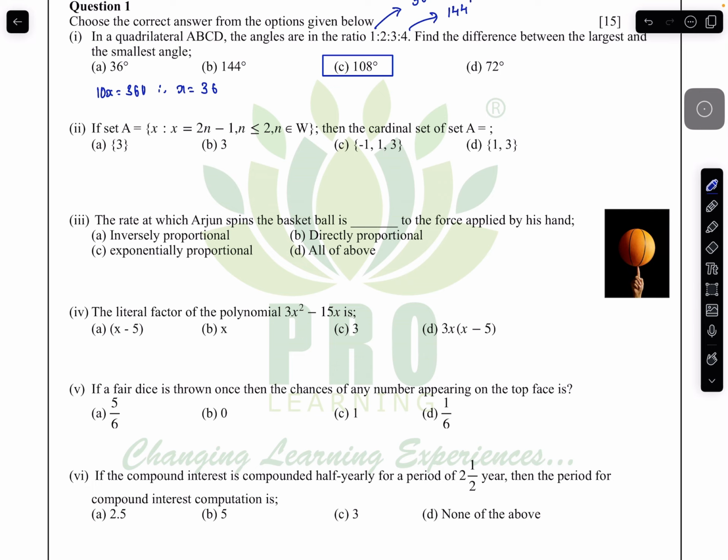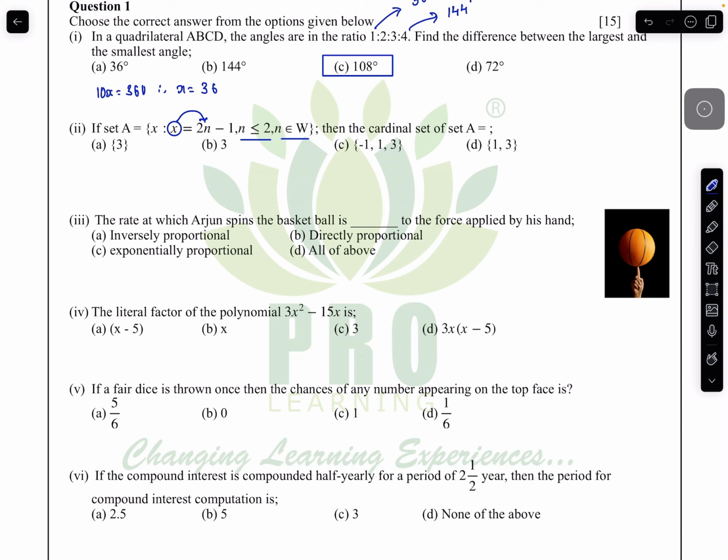Here there are two important things. n is less than or equal to 2, it says, and n belongs to whole numbers. Our variable x is given in terms of n. So here we will be able to feed in place of n only three numbers, 0, 1 and 2. So there are only three numbers that we can feed in place of n.